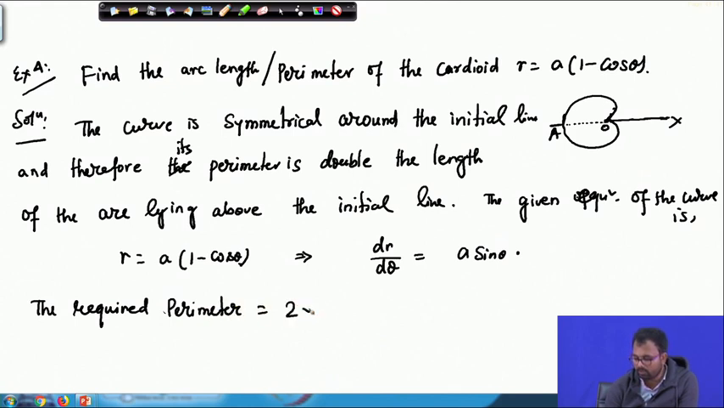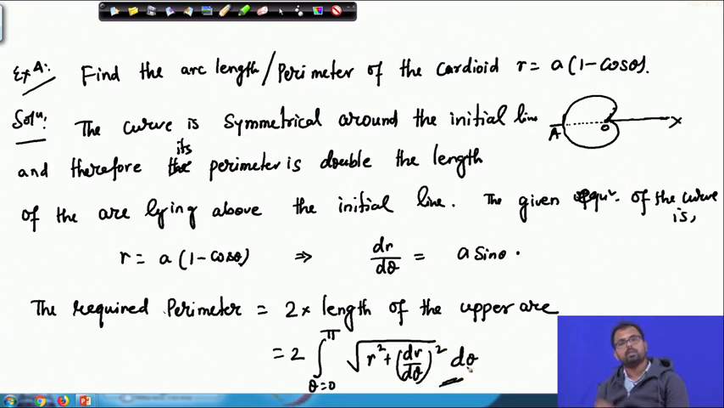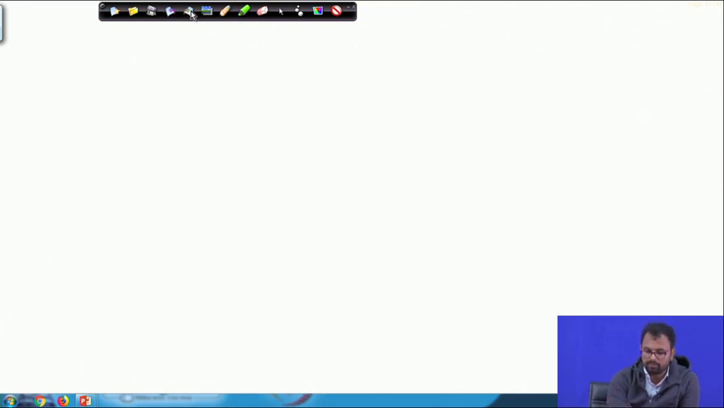equals to 2 times the length of the upper arc. Now the length of the upper arc will be calculated by theta running from 0 to pi, square root of r square plus dr d theta whole square. This is where we are using the polar coordinate form for calculating the arc length. So we have used that formula here. All right. Now we substitute these two values. So let's substitute the values.